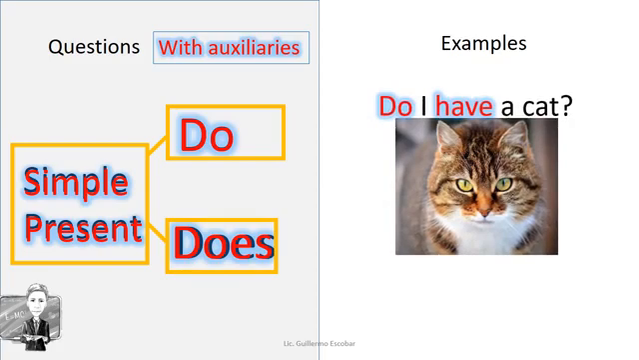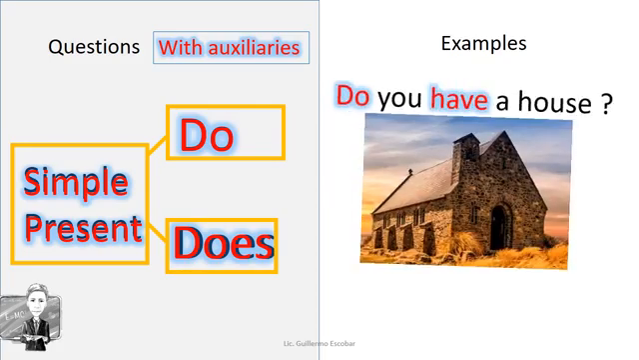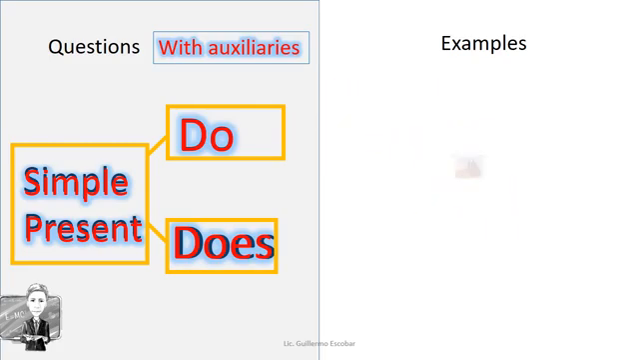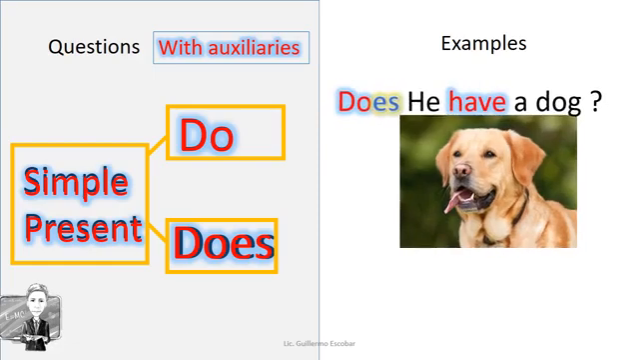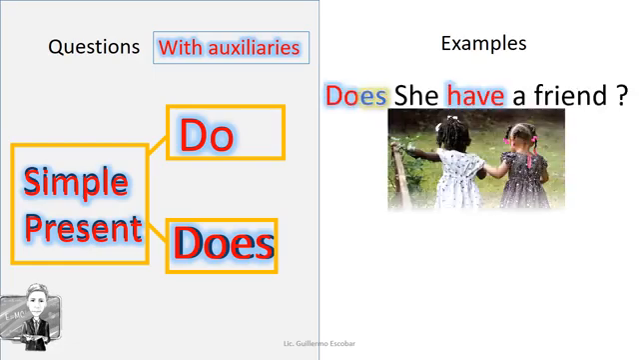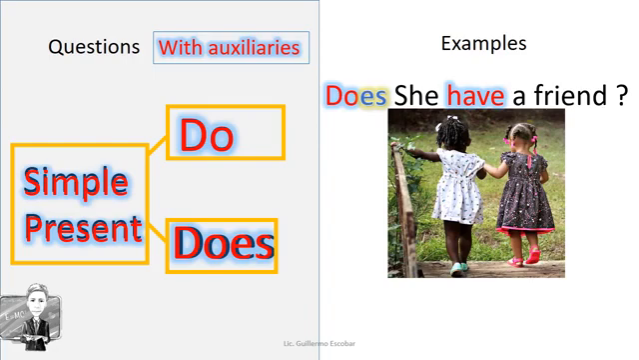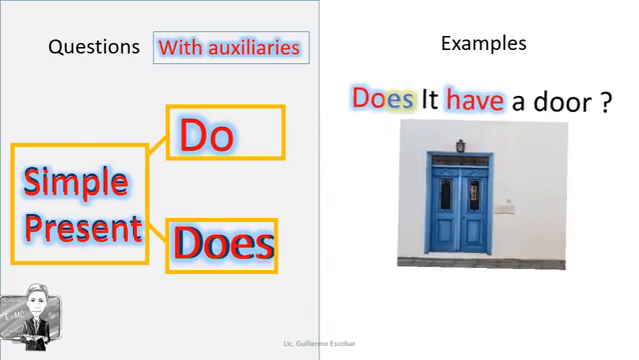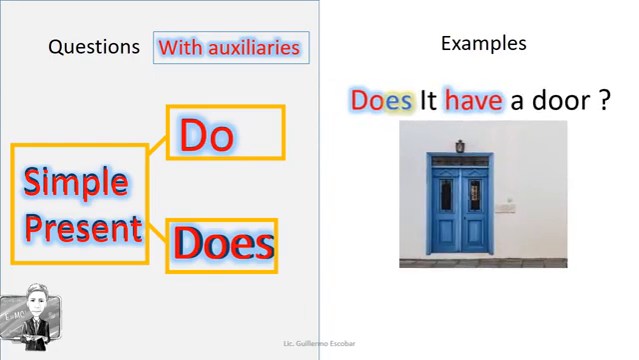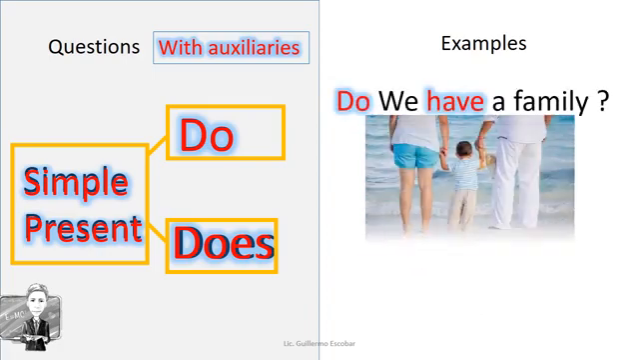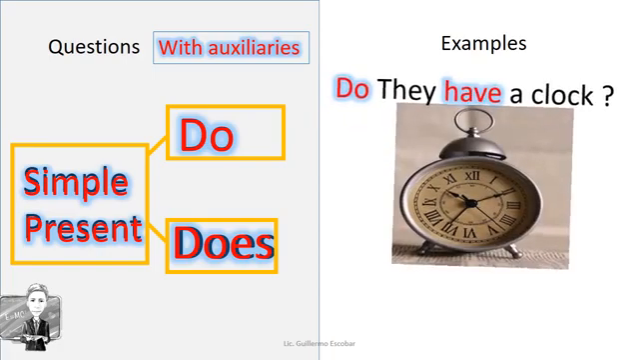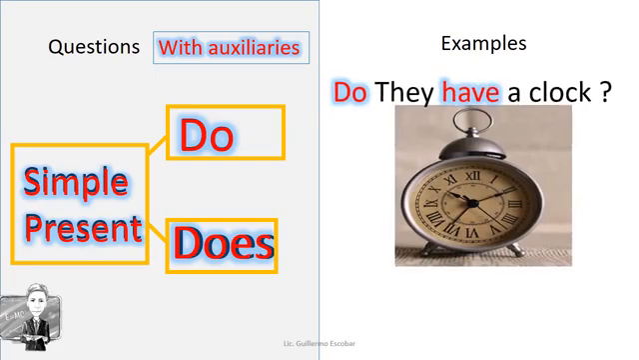Do I have a cat? Do you have a house? Does he have a dog? Does she have a friend? Does it have a door? Do we have a family? Do they have a clock?